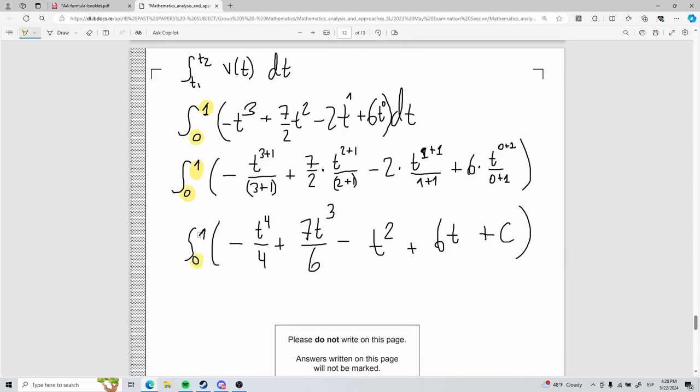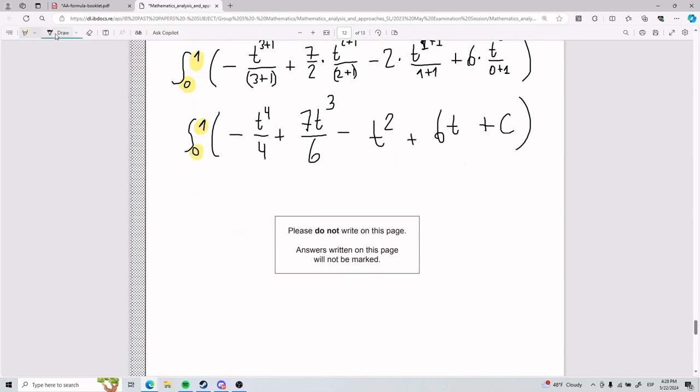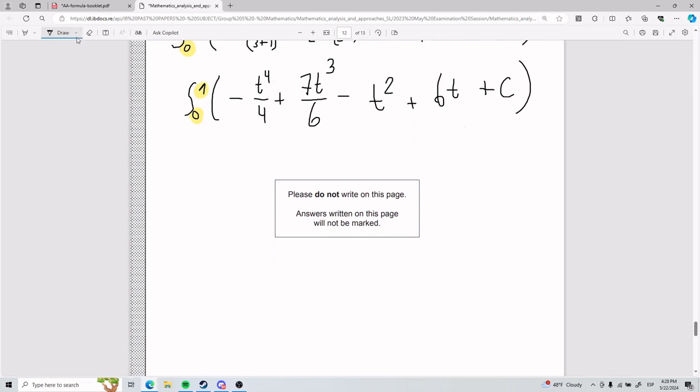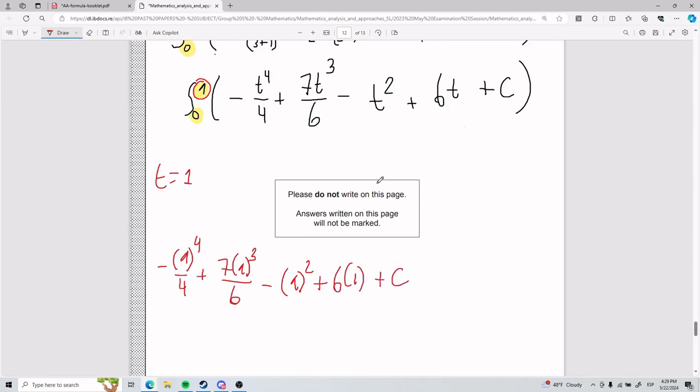Now you can apply the idea of the 0 and the 1. And what this is just going to do, and it's always like this, is that on the left side you're first going to apply the bigger value. So for the 1, you're going to apply that. So you're going to apply t equals 1 first, right? So you end up with negative 1 to the power of 4 divided by 4 plus 7 times 1 to the power of 3 divided by 6 minus 1 squared plus 6 times 1 plus c.